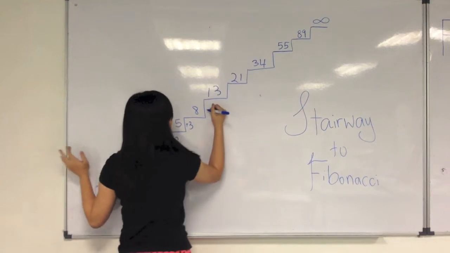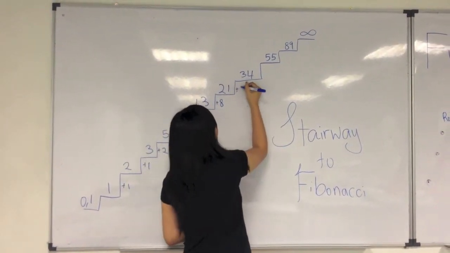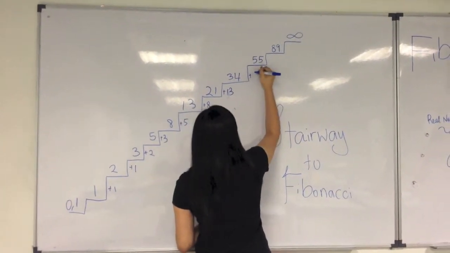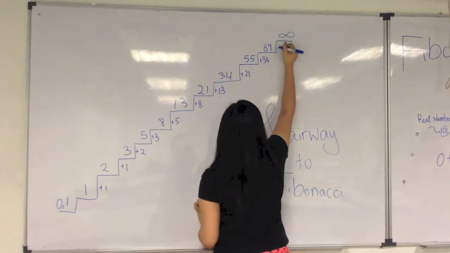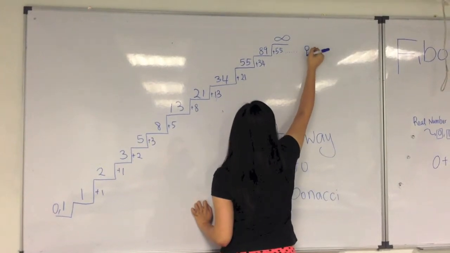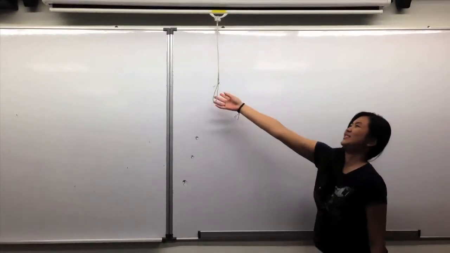5 plus 3 is 8. 8 plus 5 is 13. 13 plus 8 is 21. 21 plus 13 is 34. And then you continue until you reach infinity. And that's where you find Fibonacci. Now we're going to watch a video of the Fibonacci sequence.